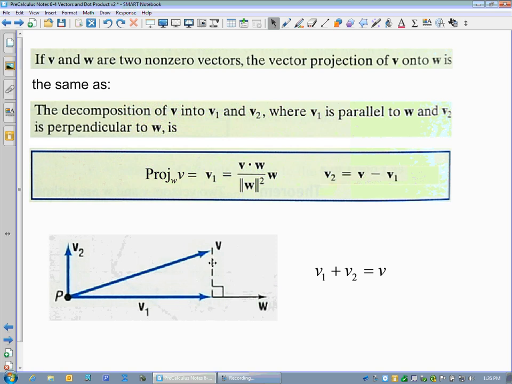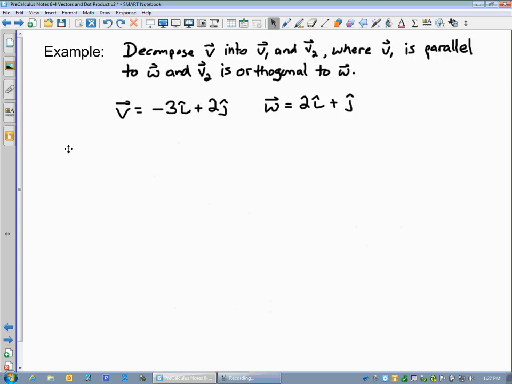Also notice that v2, which would be this vector, is going to equal v minus v1. That's because v1 plus v2 equals v. And if we simply bring the v1 onto this side, you have v2 equals v minus v1. So once you find the projection, then simple vector addition and subtraction can find the other vector for you. All right, let's look at an example.